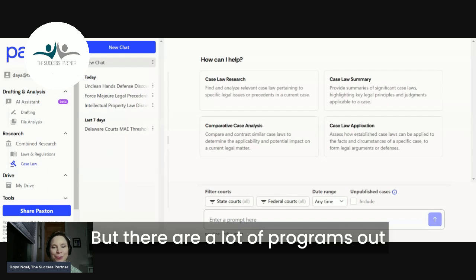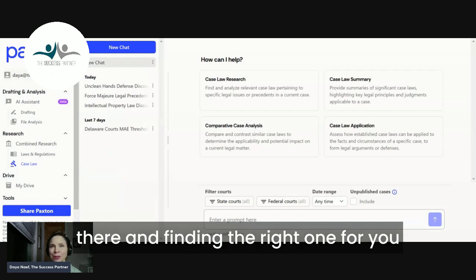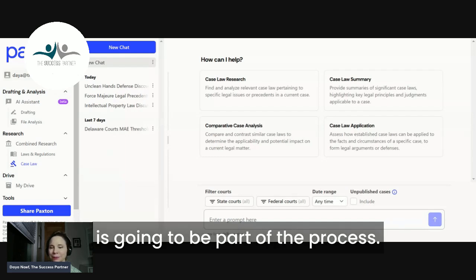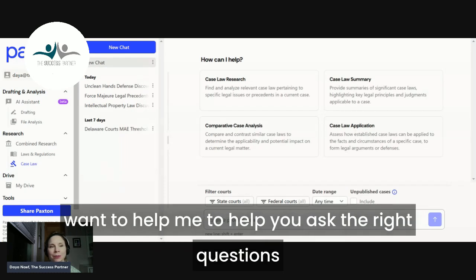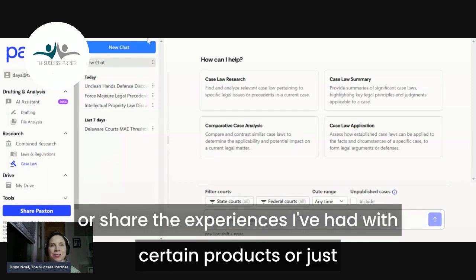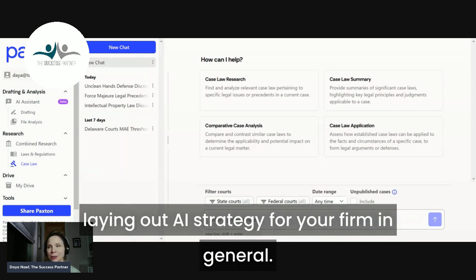But there are a lot of programs out there, and finding the right one for you is going to be part of the process. So I encourage you to ask questions. Contact me if you want to help you ask the right questions, or share the experiences I've had with certain products, or just laying out AI strategy for your firm in general.